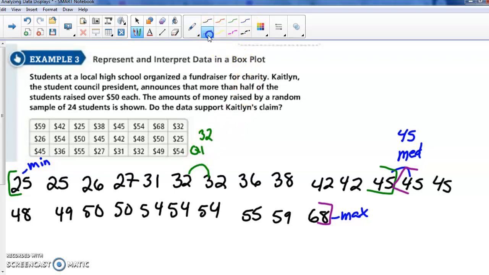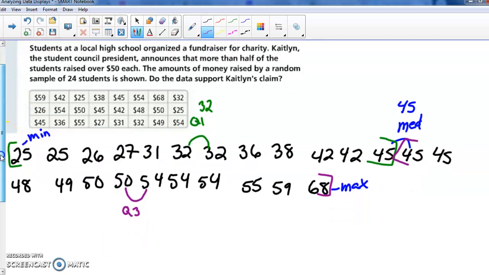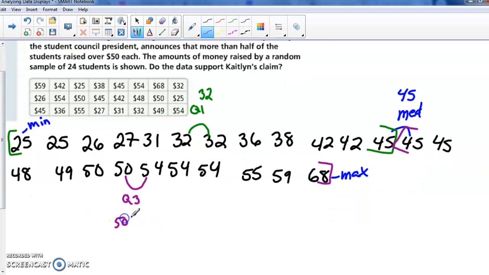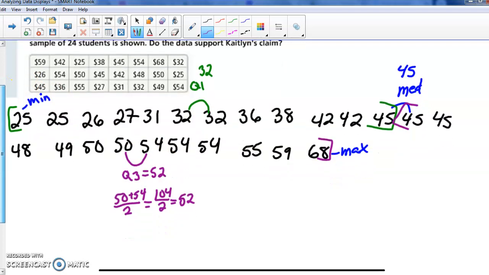Whereas, if you look at the upper quartile, the median happens between 50 and 54. So therefore, we would have to actually figure out what quartile 3's information would be. So I would add 50 plus 54 and divide by 2, which ends up being 104. And when I divide 104 by 2, I get 52, making my upper quartile or quartile 3 data 52. Now that I have all my information, it's time to actually create that box and whisker.